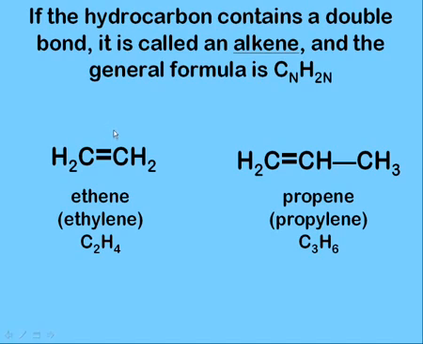So there is no such thing as methene, because you have to have at least 2 carbons to make a double bond, but there is ethene. It's also known as ethylene and the formula is C2H4. When you have 3 carbons and a double bond, it's called propene, also known as propylene, C3H6. Now after that would be 4 carbons. Remember that the name would be but-, not butane, butene.